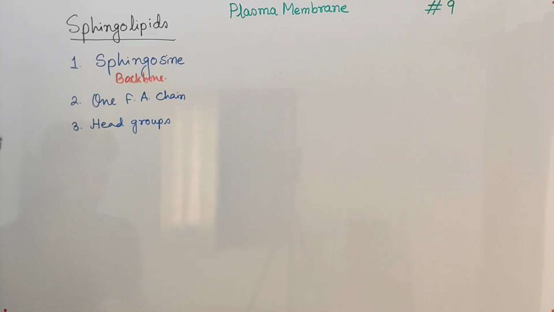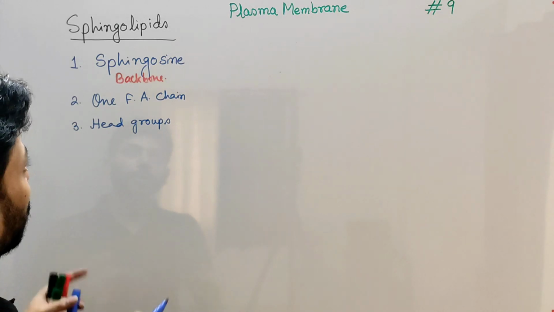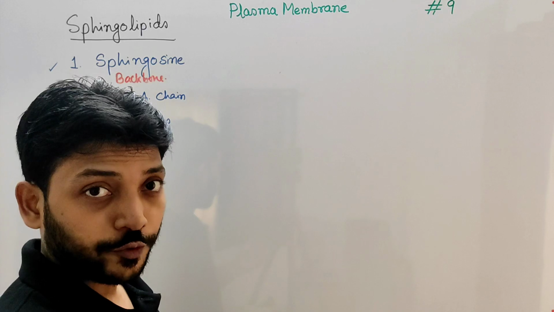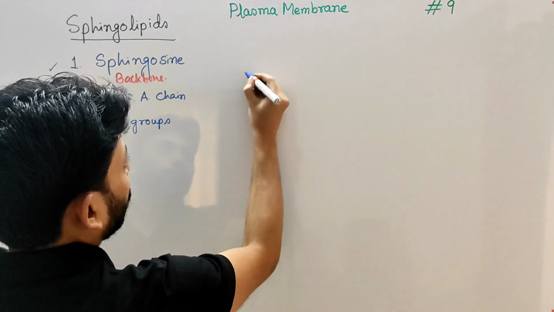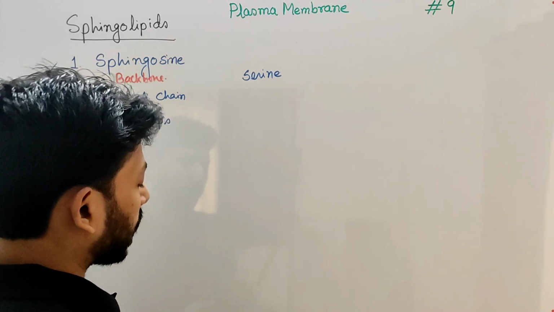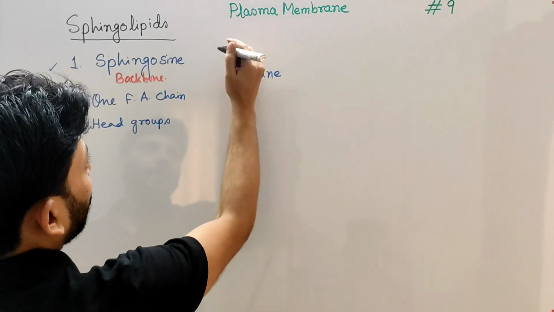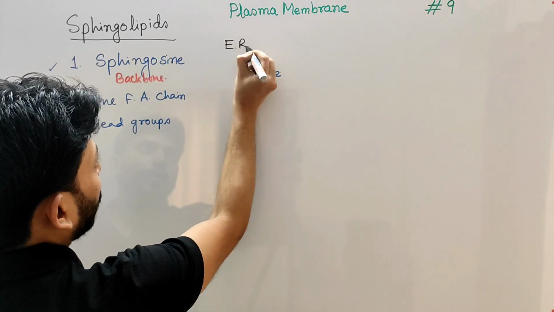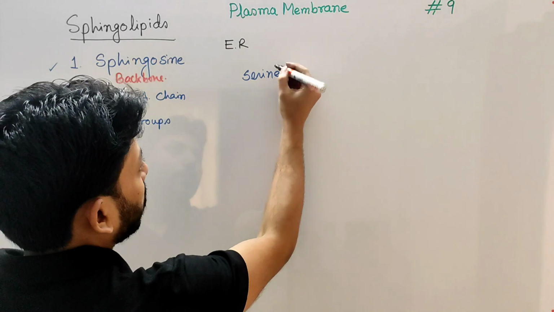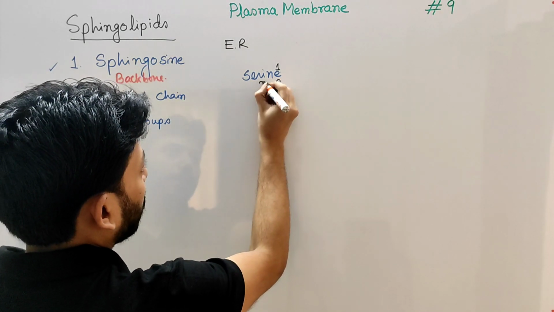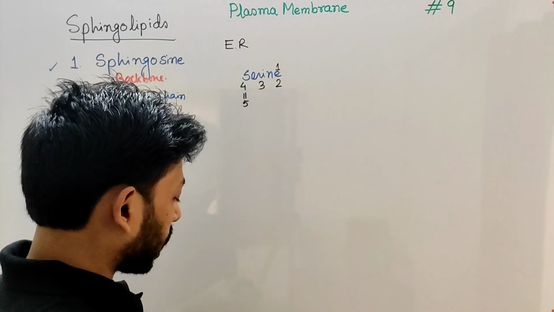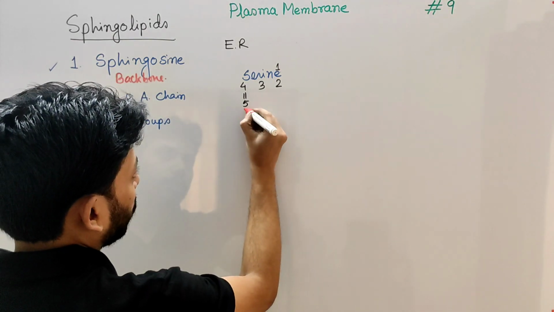Now let's talk about each component in more details. At first we will talk about sphingosine. The sphingosine molecule is derived from an amino acid called serine. So from the amino acid serine, sphingosine is made. Basically what happens in the endoplasmic reticulum, a serine molecule is attached with one fatty acid. In the serine there is first carbon, second carbon, third carbon, fourth carbon. Now the fourth carbon is double bonded with the fifth carbon.